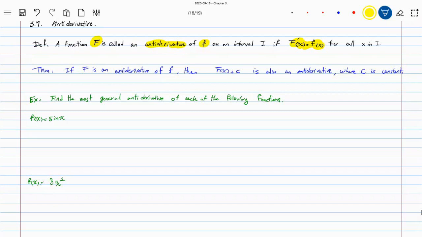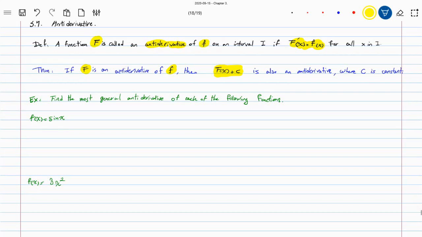So this theorem should make sense: if capital F is the antiderivative of a function small f, then any constant added to the capital F function is still an antiderivative. Because by taking the derivative of this capital F function plus any constant, the derivative of the constant will disappear. So therefore, this capital F plus C is called the general antiderivative. The capital F is specific, it's a particular antiderivative. By adding all the constant possibilities, we make it a general solution.